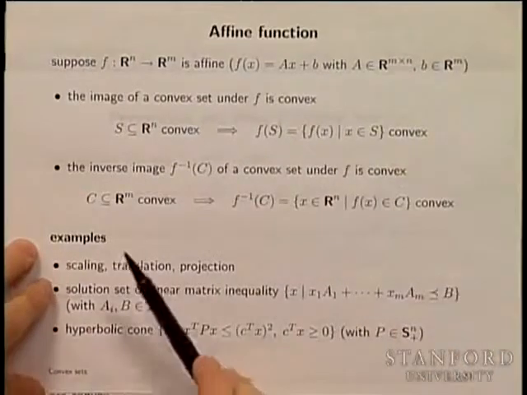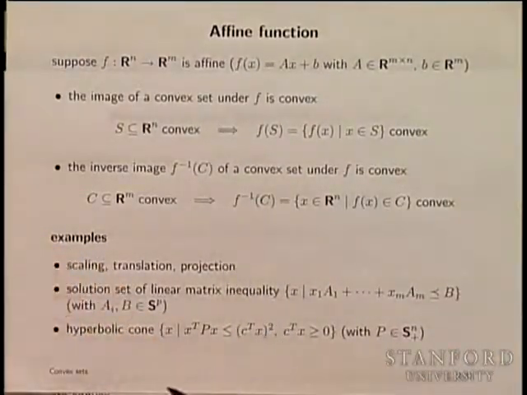Okay, so some examples of this. We have scaling, simple scaling by, say, 2. We have translation where we move it around, and we have projection. Now, I'll just briefly mention that the converse is not true. We might have a set f(C) that's convex when C wasn't convex.